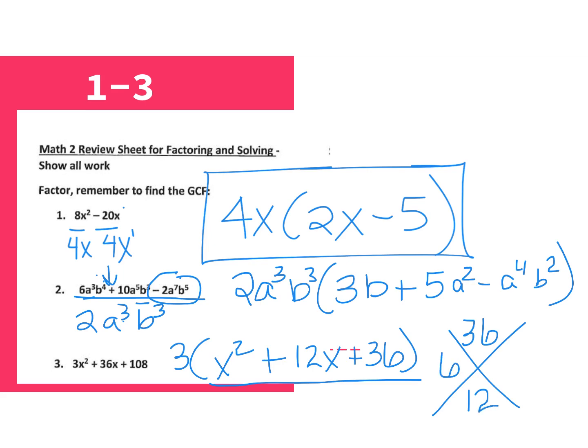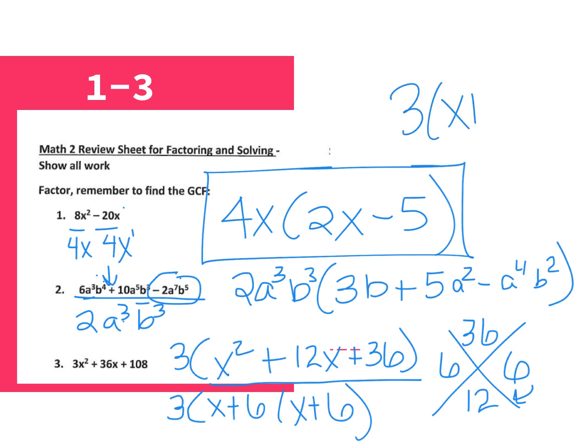So I know that 6 times 6 multiplied gives me a positive 36, and I know 6 plus 6 will give me 12, so it's going to add up to the bottom number. So remember, if I pulled out original GCF of 3, it's part of my answer. So the final answer would be 3 times x plus 6, x plus 6. That's one way you might see it. You also might see it as 3 times x plus 6 squared. Both of those are acceptable answers.